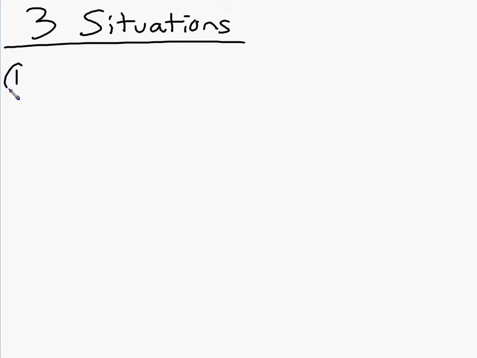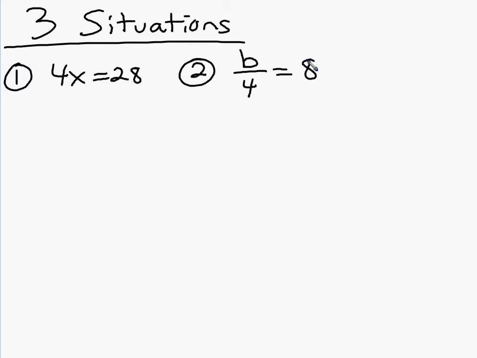The first situation is the one we just did. 4x equals 28. That's situation 1. All right, we know how to deal with that. Situation 2 is this one. b over 4 equals 8. That is situation 2, and let's talk about that one now. Situation 1, don't we divide both sides by 4, right? And I get x equals 7, right? We know how to do that problem. That's the ones we just did. That is the first situation.